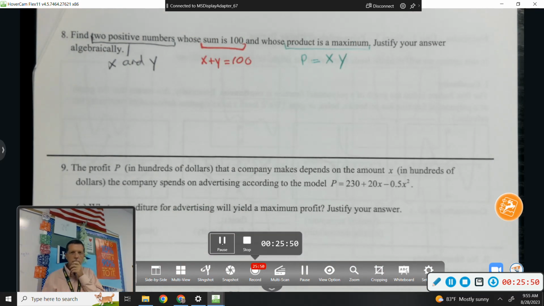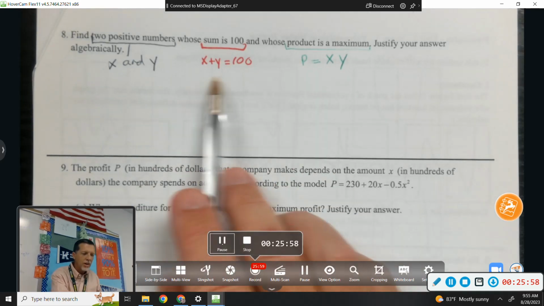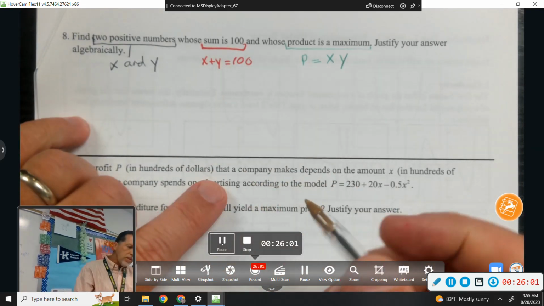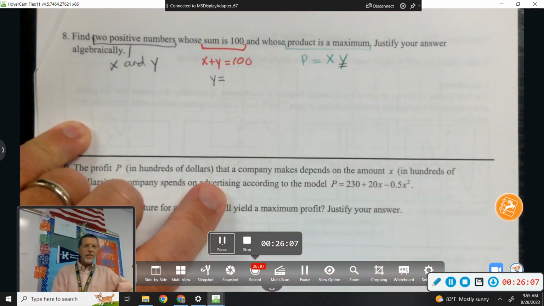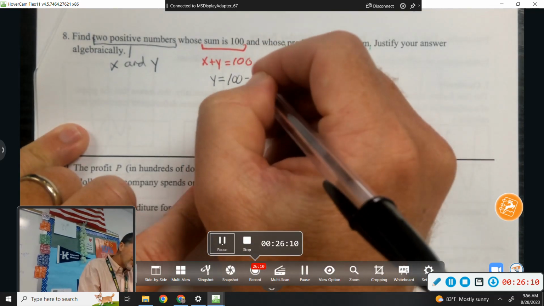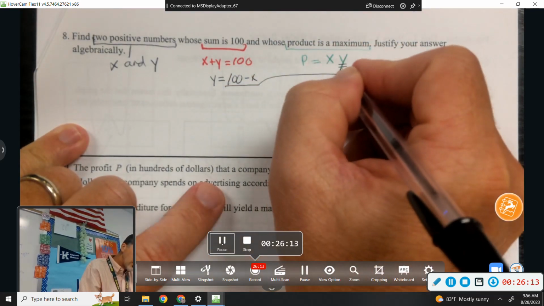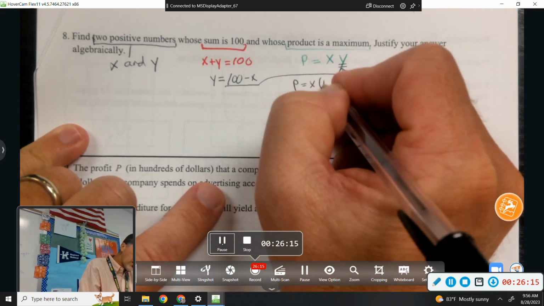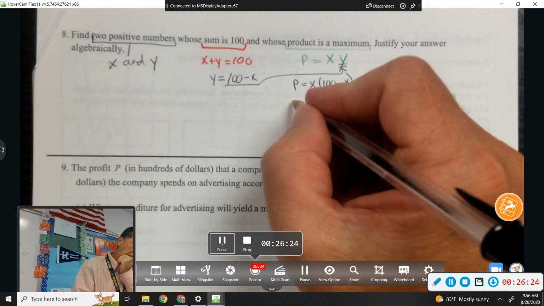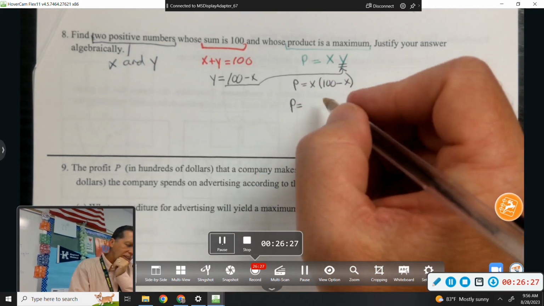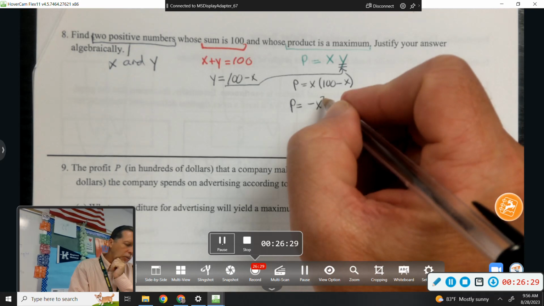But I don't really want to deal with both of those variables in there. So what can I do here? What is y equal to? I want to replace that y value with 100 minus x. So P equals x times 100 minus x. Okay, so the product is, I'm going to rewrite it as negative x squared plus 100x.